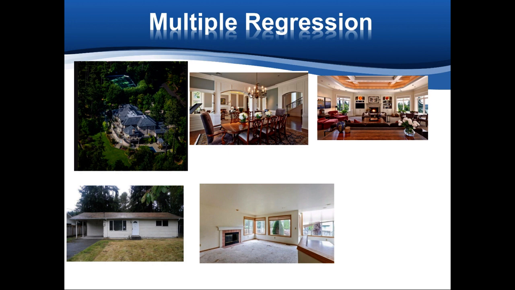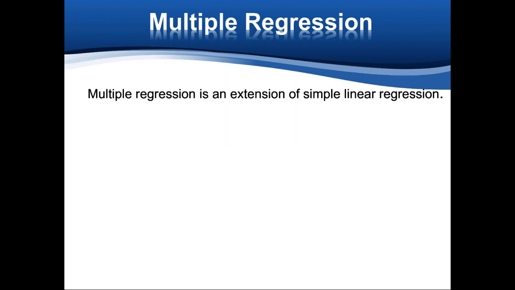In simple linear regression, what we have learned before, we only focus on one factor, such as the area of the house, to find out how this factor influenced the price of the house. Now, here we will focus on more factors, which we call multiple regression. So multiple regression is an extension of simple linear regression.